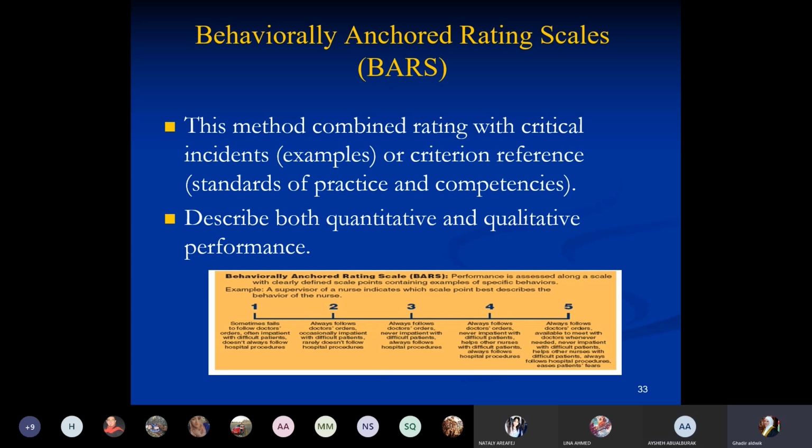For example, fails to follow the doctor's order or to apply a doctor's request. Often impatient with difficult patients. Let me read here. Always follows doctor's orders, occasionally impatient with difficult patients, rarely doesn't follow hospital procedure. So here he takes 2.5. Always follows doctor's orders, available to meet with doctors whenever needed, never impatient with difficult patients, helps other nurses with difficult patients, always follows hospital procedure. So he performed excellently and he obtained rank 5.